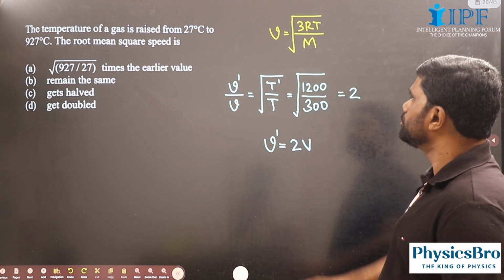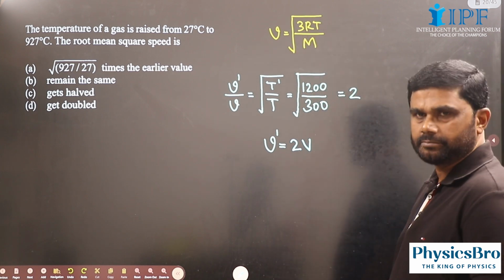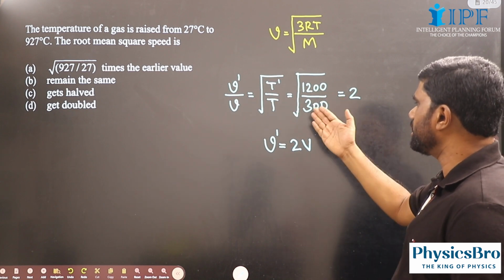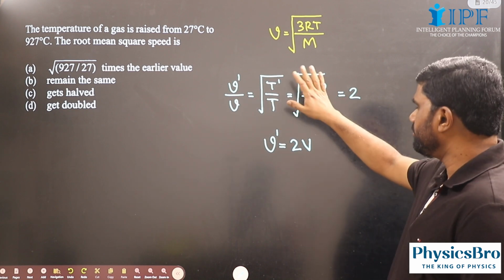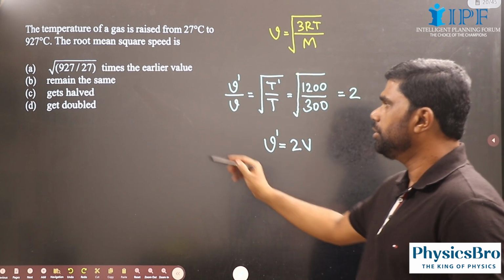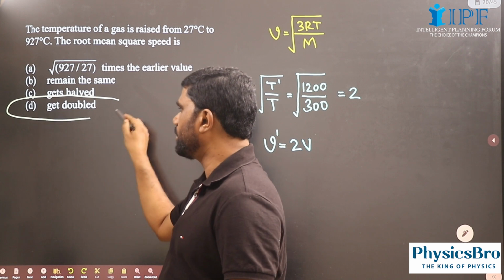Okay, so V is again root of 3RT by M, and V dash by V will be root of T dash by T, that is 1200 over 300. That will be root 4, or it is equal to 2. So V dash equal to 2V. So the speed gets doubled.